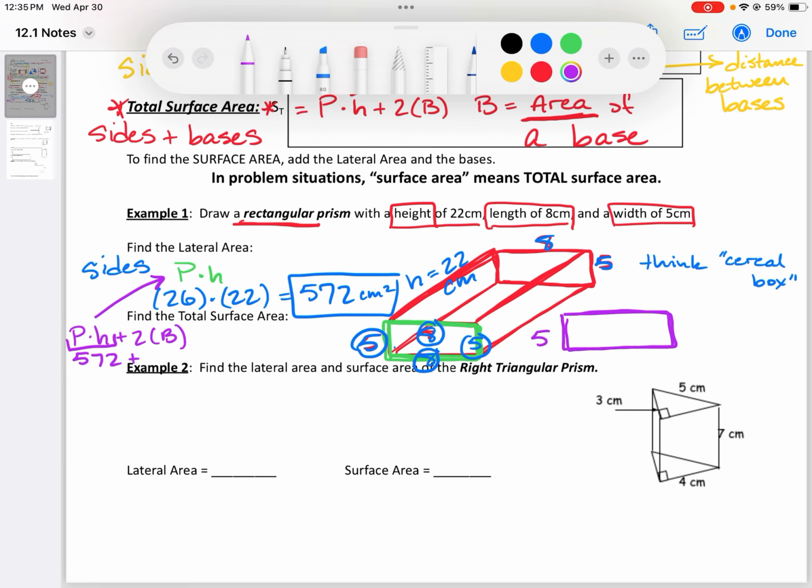So I have a rectangular base that is 5 by 8. And so to find the area, I do 8 times 5, and I get 40. So it's going to be 572 plus 2 times 40. Well, 2 times 40 is 80. And 572 plus 80 is 652 centimeters squared.